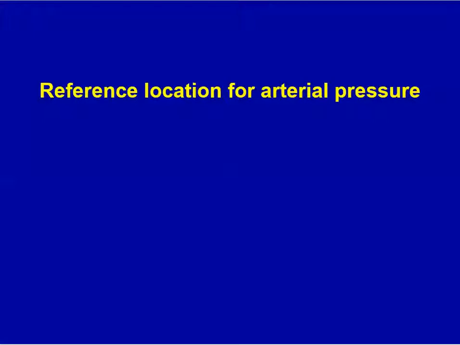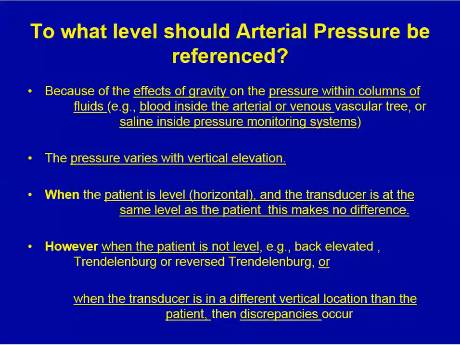One of the more important aspects is the reference location of arterial pressure. Because of the effects of gravity, the pressure within columns of fluid, whether it be blood inside the arterial or venous vascular tree or saline inside pressure monitoring systems, varies with vertical elevation. When the patient is level and the transducer is at the same level as the patient, this makes no difference. However, when the patient is not level, such as when the back is elevated, or when the transducer is at a different vertical location than the patient, then discrepancies occur.